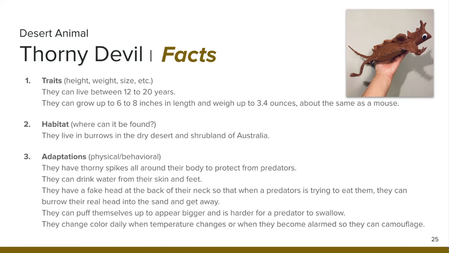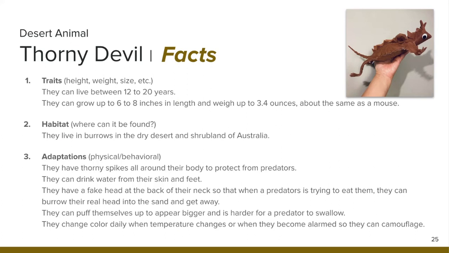Where can it be found? They live in burrows in the dry desert in the shrubland of Australia. They have thorny spikes all around their body to protect from predators. The spikes also allow them to drink water when you're not realizing, because they can channel the water into their mouth because of the spikes and the small bumps. They can drink water from their skin and feet.